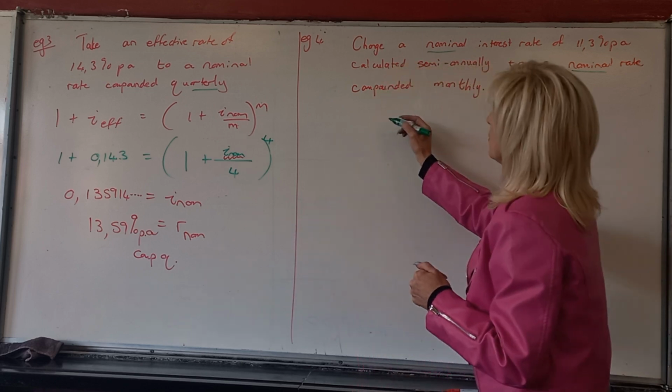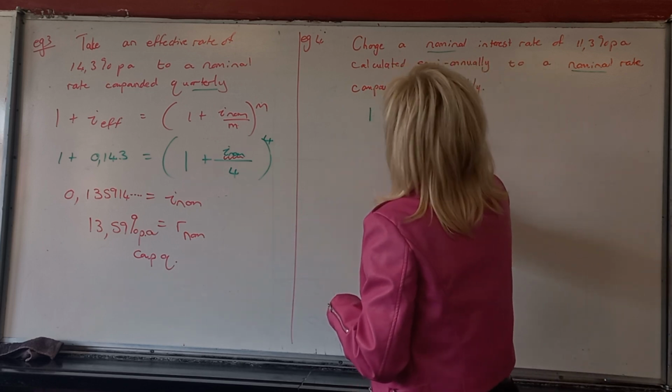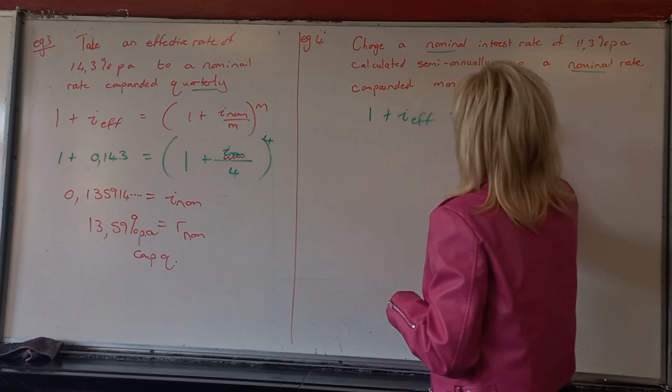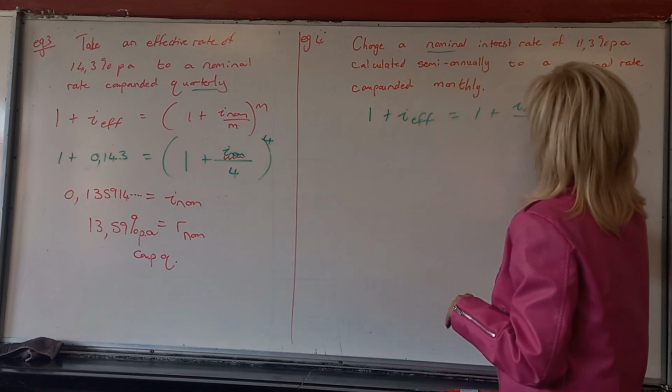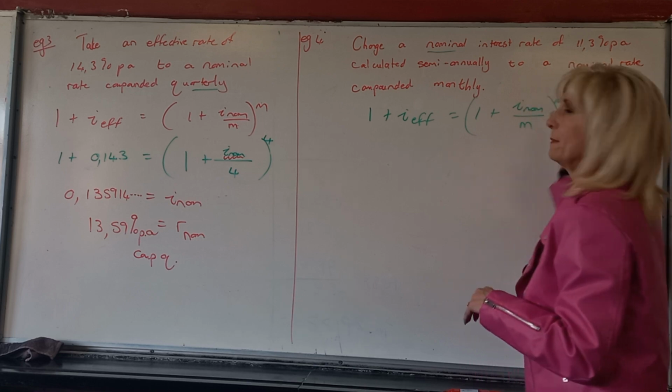So help me, give me the answers. So 1 plus i effective with a nominal rate, and please somewhere in a sum, the formula must be there.